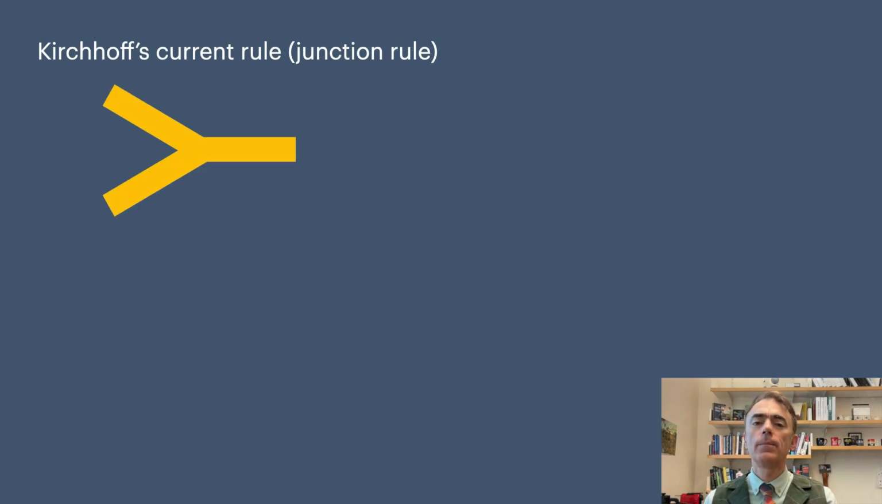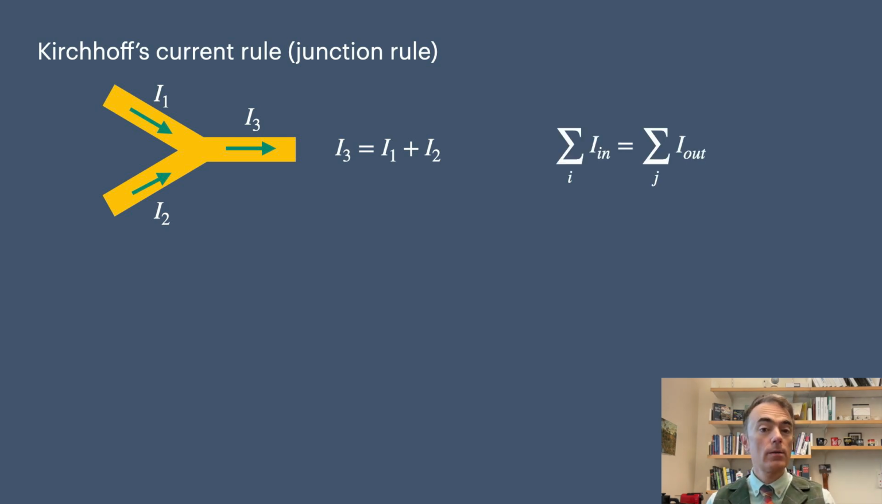Kirchhoff's current rule, also known as the junction rule, says that the sum of currents entering a junction equals the sum of currents leaving that junction. Mathematically, this can be expressed as the sum of I in is equal to the sum of I out. A junction or node is a point where three or more conductors meet. This rule is based on the principle of charge conservation.